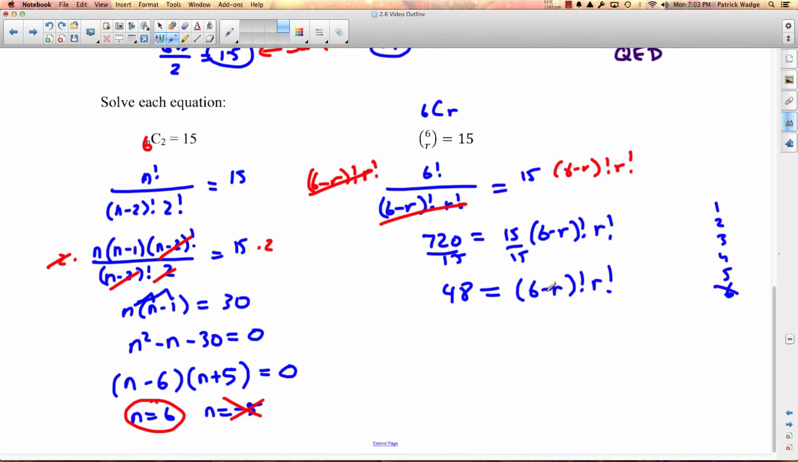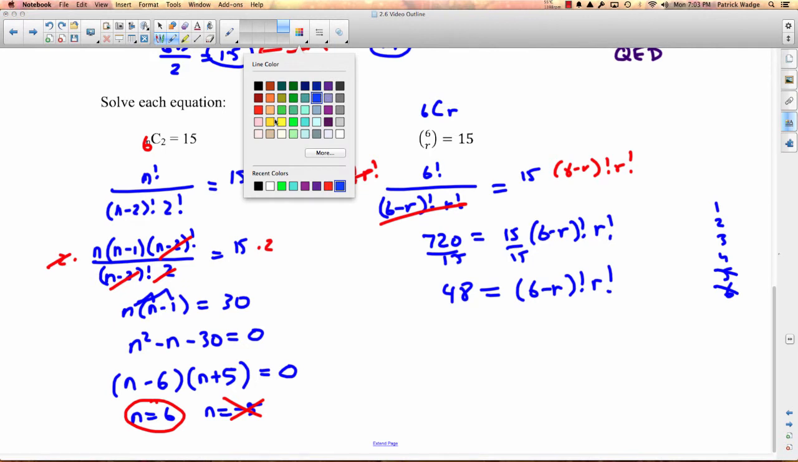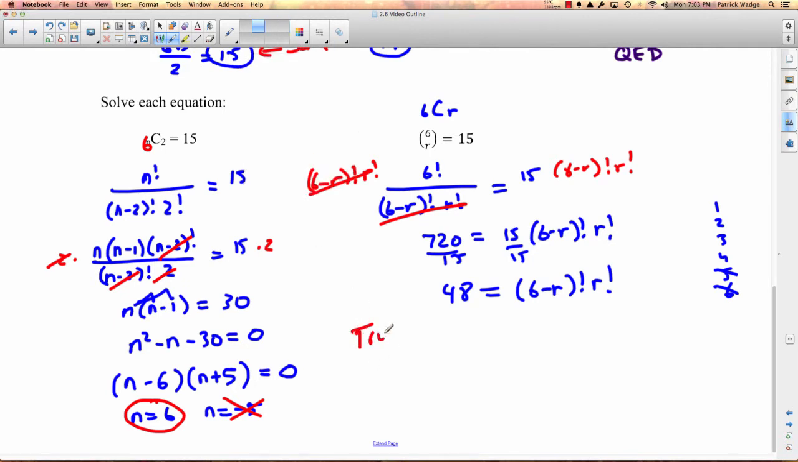5, put 5 in there. 6 minus 5 is 1. 1 factorial is 1. Does 5 factorial equal 48? No, I think that's too big. Okay. 4, let's try 4. 6 minus 4 is 2. This sounds promising. I'm going to actually try this one. I'm going to try 4. Okay, so I have 6 minus 4.